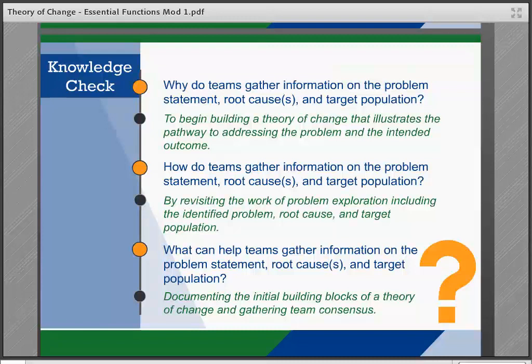Now, take this a step further by reviewing the reflection questions and practice exercise for gathering information on the problem statement, root cause or causes, and target population in your Developing a Theory of Change workbook. Up next is Identify a Long-Term Outcome, the second function in developing a theory of change. We asked you earlier to reflect on your own experience setting and reaching goals. As we talk about the other functions in developing a theory of change, you will learn about the importance of building a strong pathway for change and its connection to a team's setting and reaching goals.